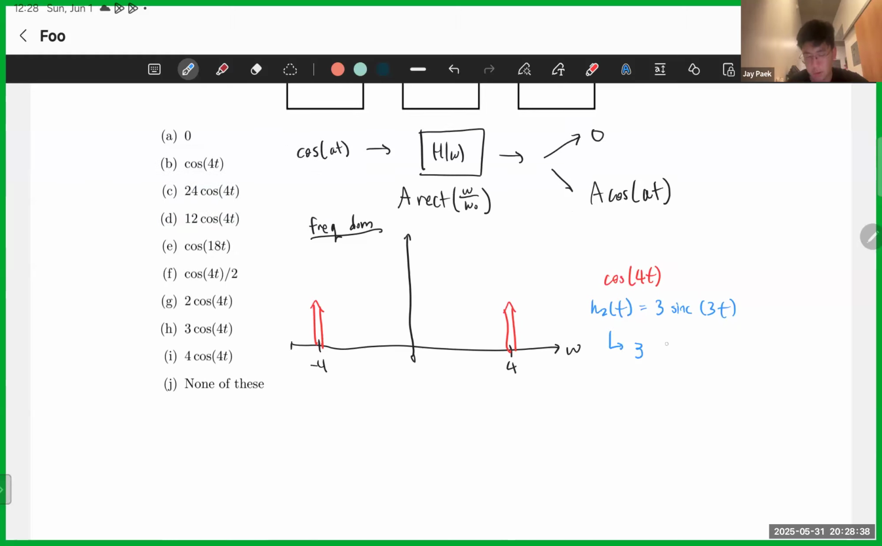Off the top of my head, I believe it's 3 times 3 rect of omega over 6. Please correct me if I'm wrong, but I believe this is the correct Fourier transform. And we don't even really care about the constants here. We realize that this is a rect function that's only defined from -3 to 3.